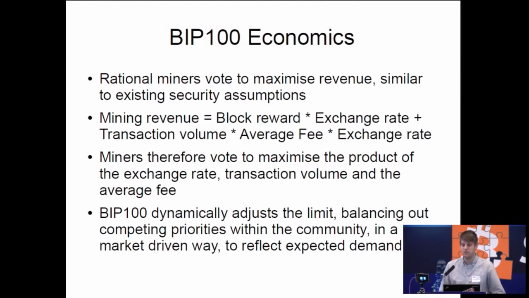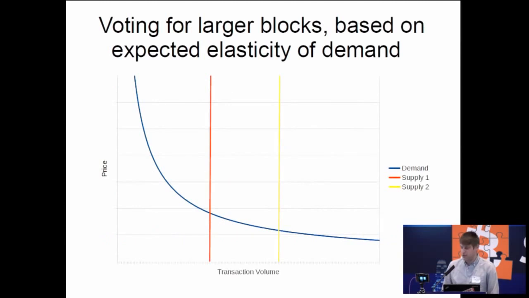At the moment, people in the community are debating the relative importance of the fee level or the transaction volume level or the exchange rate, but BIP 100 will mean miners dynamically vote in a balanced way, reflecting these competing priorities and trying to maximize the product of these things. And they'll make their decision based on what they think about the expected elasticity of demand for transactions. So this is an illustrative example of how it could work.